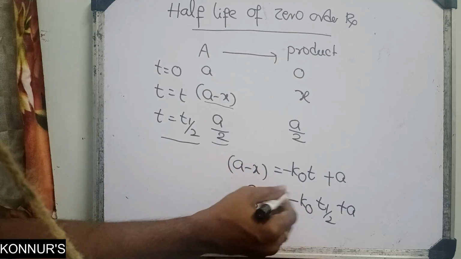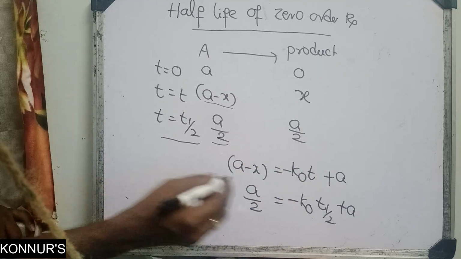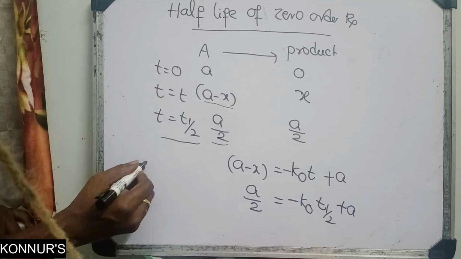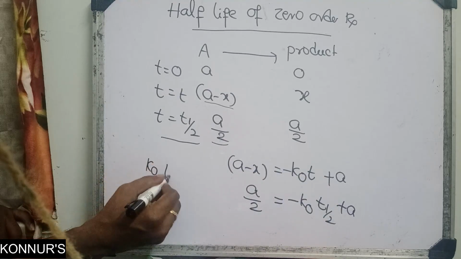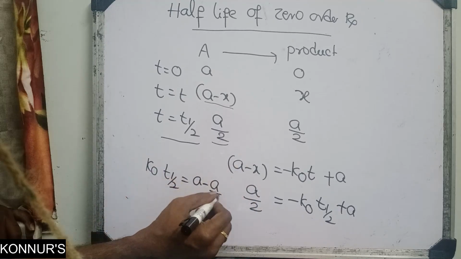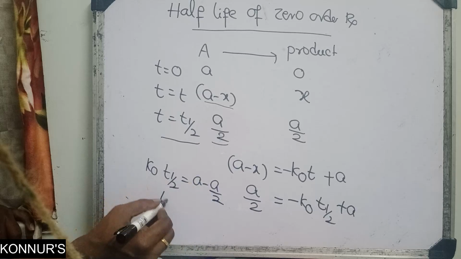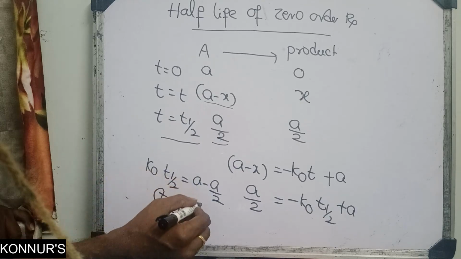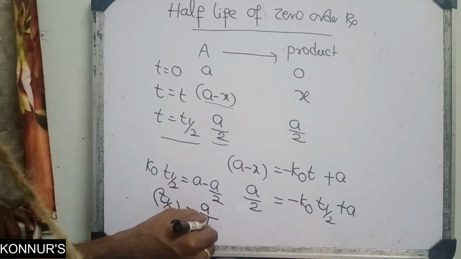So that means k0 t half, you take this side, a by 2 you go that side. So k0 into t half equal to a minus a by 2. So that is a by 2. So t half of zero order equal to what? a by 2k naught.